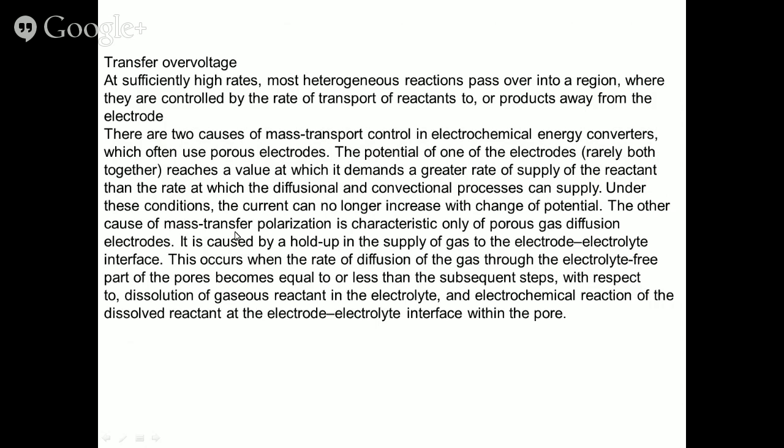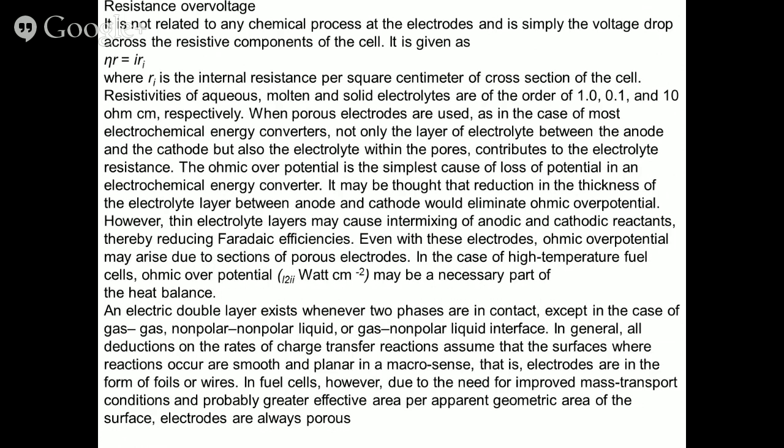The other cause of mass transfer polarization is characteristic of only the porous gas diffusion electrode. It is caused by the holdup in the supply of the gas to the electrode electrolyte interface. This occurs when the rate of diffusion of the gas through the electrolyte-free part of the pores becomes equal to or less than the subsequent steps with respect to diffusion of gaseous reactants into the electrolyte and the electrochemical reaction of dissolved reactant in the electrode electrolyte interface within the pore. Essentially, it is changing the concentration inside the pore.